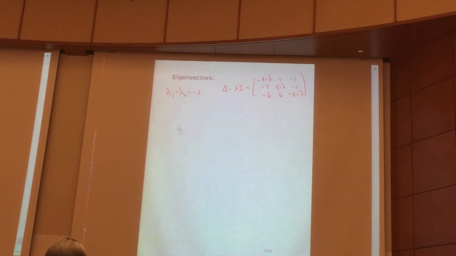Okay, we're going to put minus 2 in here for lambda, and I'm going to write down the augmented matrix. So I have minus 3 minus minus 2 is a minus 1, 1, minus 1, 0, minus 7, 7, minus 1, 0, minus 6, 6, minus 2, looks like a 0.